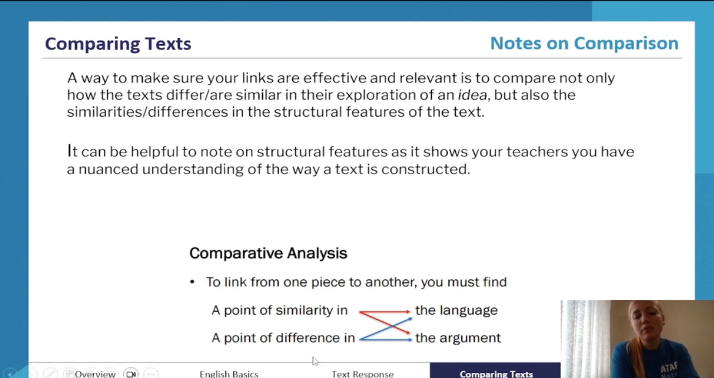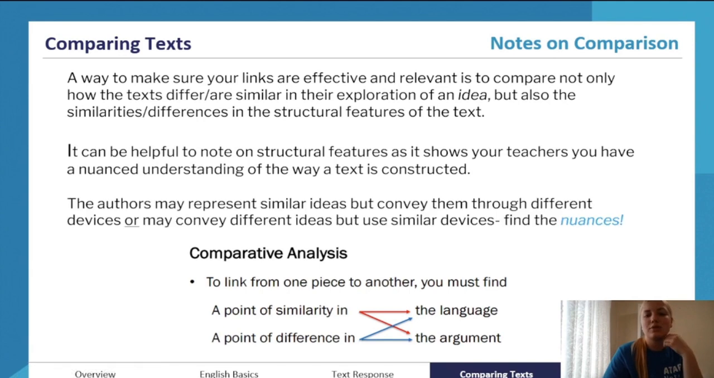Or we might take a point of similarity in the argument with a point of difference in the language. So we might say that although the argument or idea present in both texts is similar, there are different structural features or language or devices that present this idea. So there are different ways that language is employed in order to construct that effect. So look for those nuances, and this will keep you on track to making nuanced links.